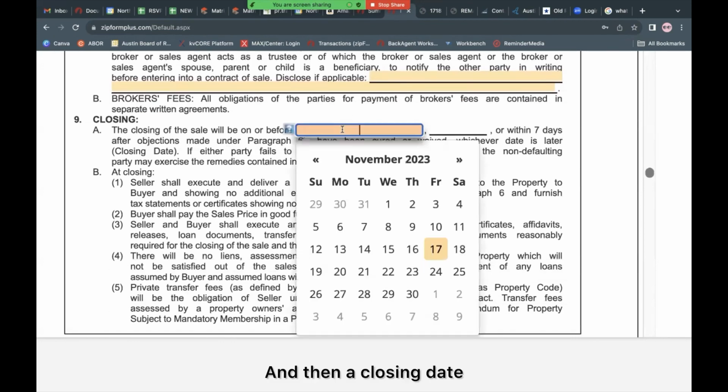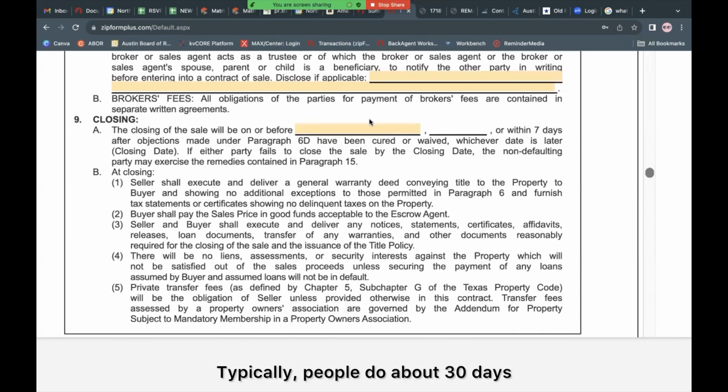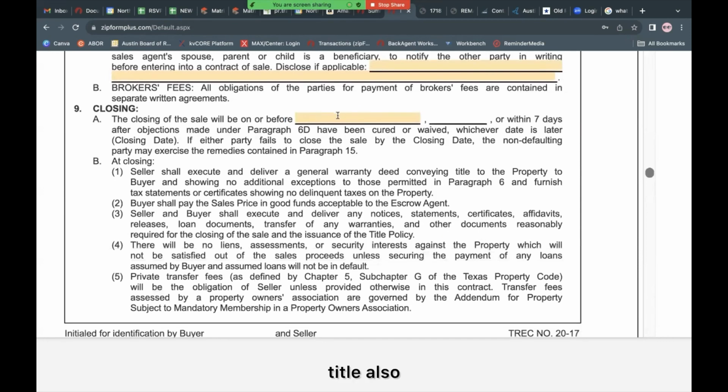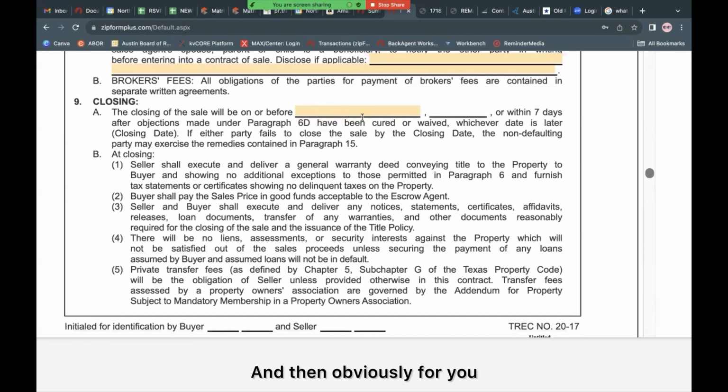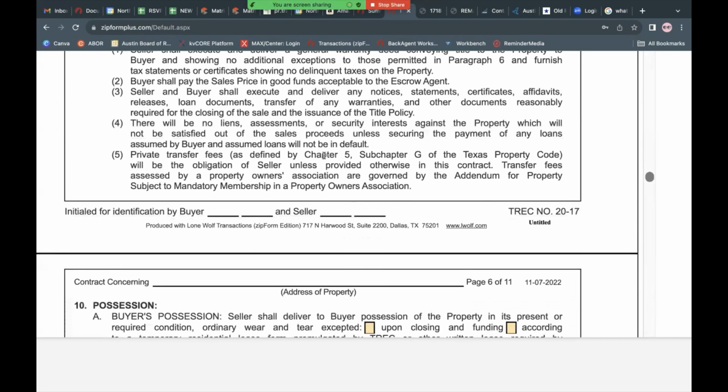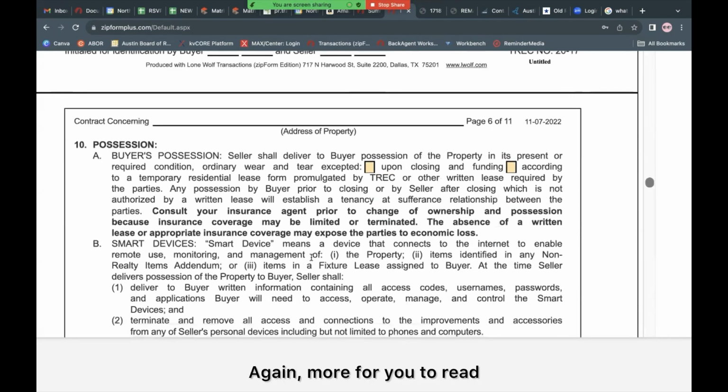And then a closing date, you would pick your closing date. Typically people do about 30 days, but you can just ask your lender. Number one, ask your lender and see about how long they think it would take for you to be able to be cleared to close with the lender. Title also, and then obviously for you, what is the best date for you to close? Again, more for you to read.